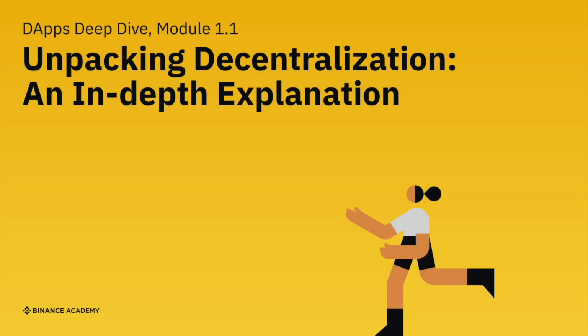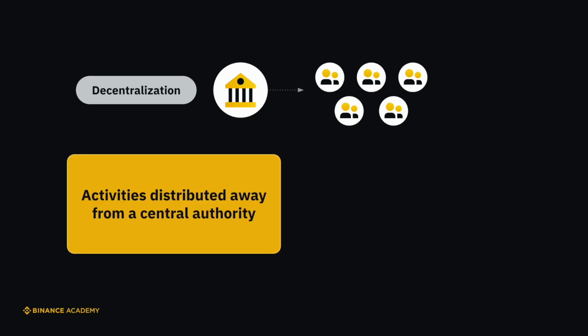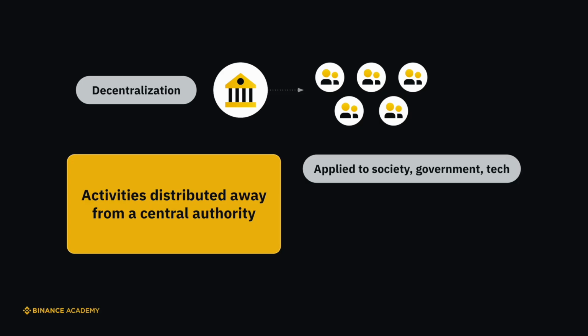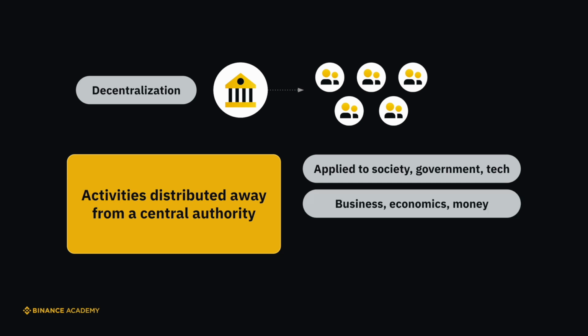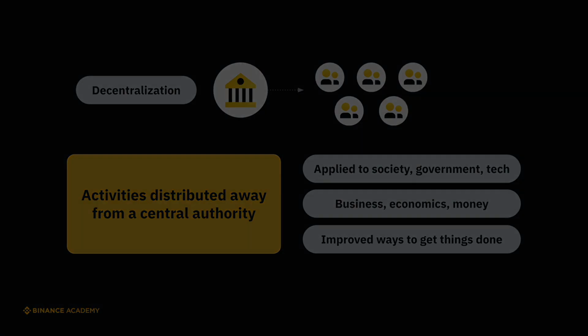Starting with Module 1.1, we'll unravel the complexities of decentralization, explore its historical evolution, and understand why this concept is deemed the lifeblood of the blockchain industry. As the word implies, decentralization, in its broadest terms, refers to how the activities of an organization are distributed away from a central authority. This concept has been applied to society, government, and technology, but also to private businesses, economics, and money. Ultimately, decentralization is about finding an improved way to run things and get things done.